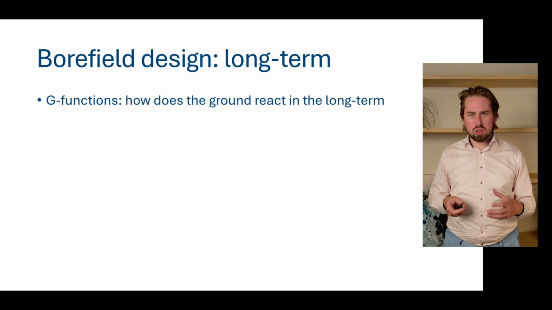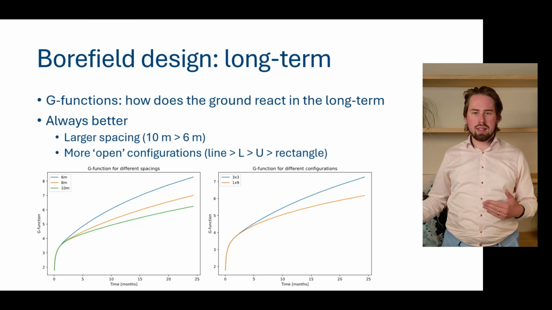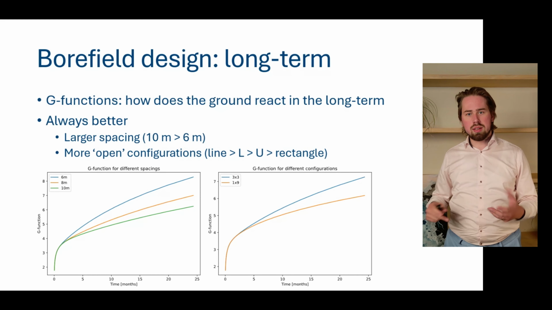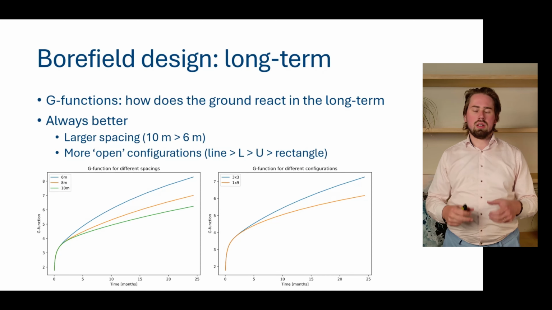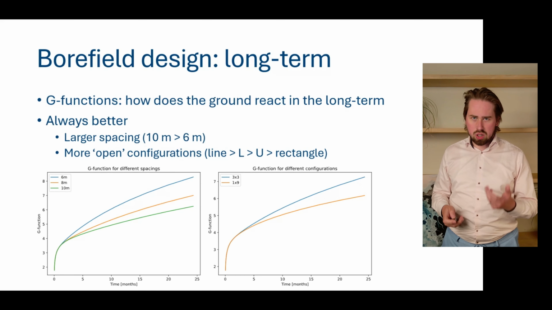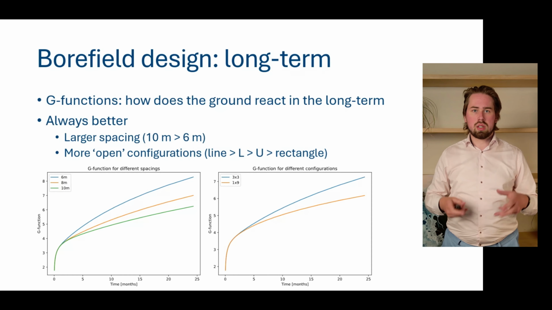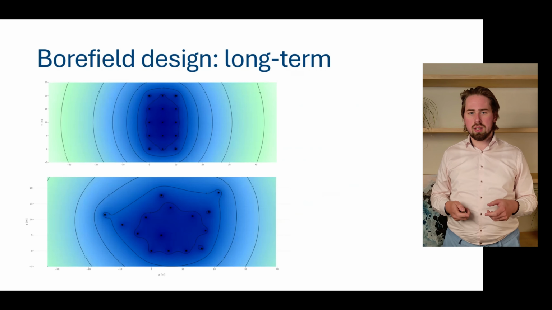So having a larger borehole-to-borehole spacing is important, but also having more open configurations. If you place your boreholes on a line, it's easier to exchange heat than if they are packed in a dense rectangle. And that's also basically what we saw in the last chapter when we were talking about the importance of working with the real coordinates of your boreholes and your borefield.